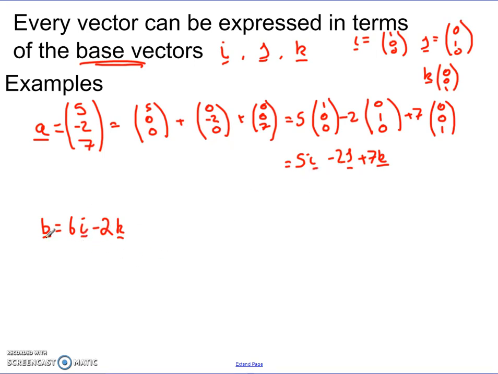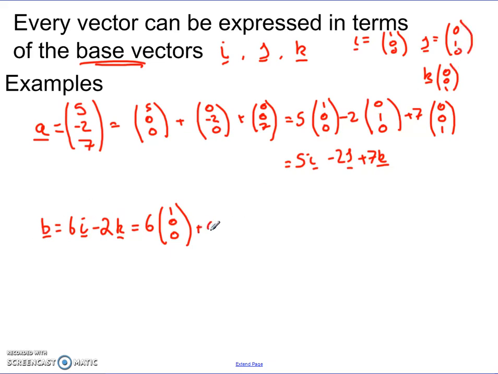We can also take a vector that's written like this and put it back into column vector form. So this one here, 6i minus 2k, well, that's 6 times the i vector, which is the 1, 0, 0. Now, our j vector represents the y direction, the 0, 1, 0, but there's none of that, so there's no j.